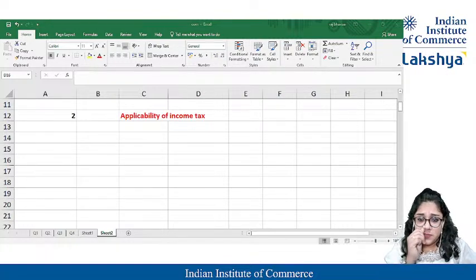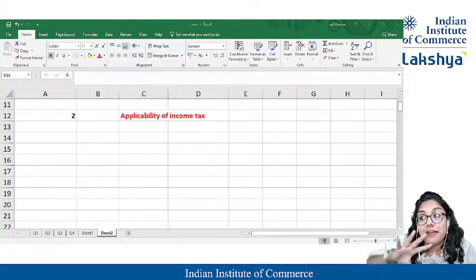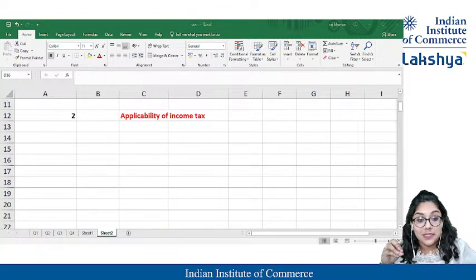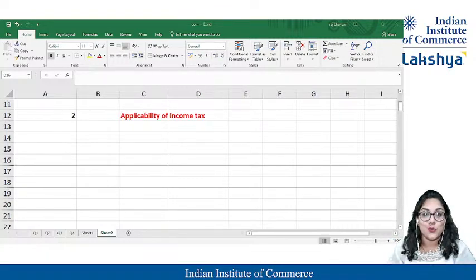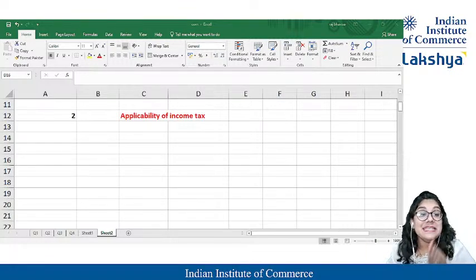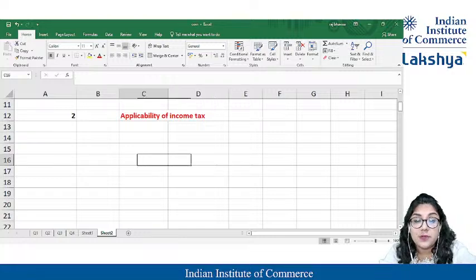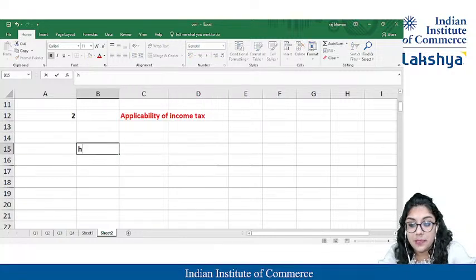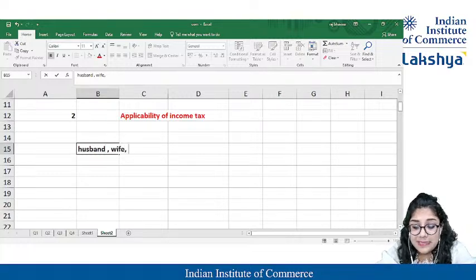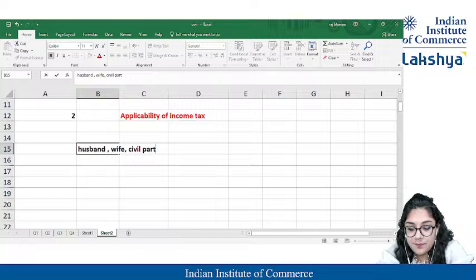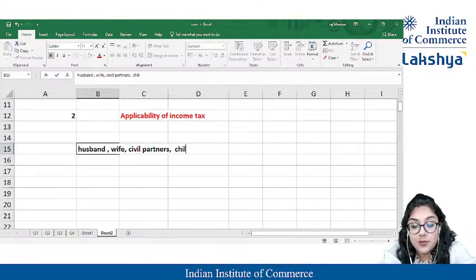So okay, fine, they have entered into it, but it is not that if one of the partners is having income and the other is also having income, we can combine. No, no, no, every individual should be individually taxed. So what is the applicability of income tax, guys? It could be husband, wife, children, civil partners, students, it could be even children also.